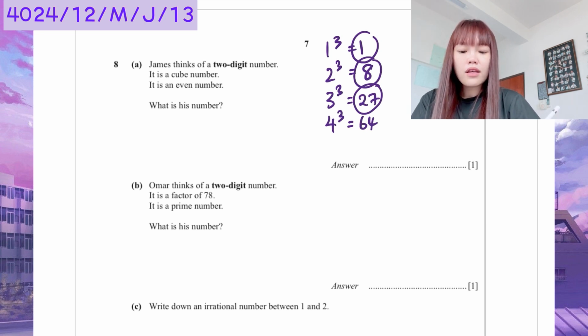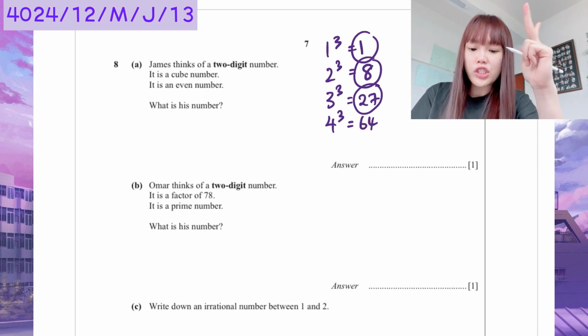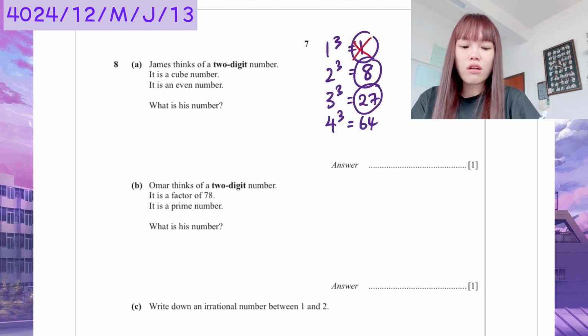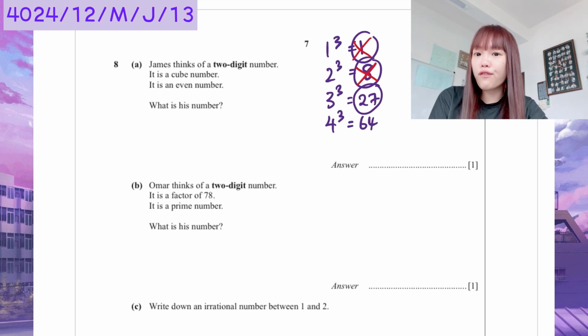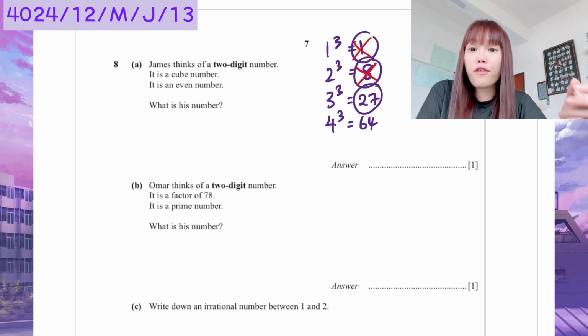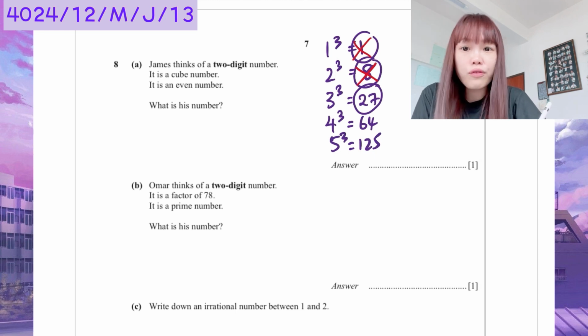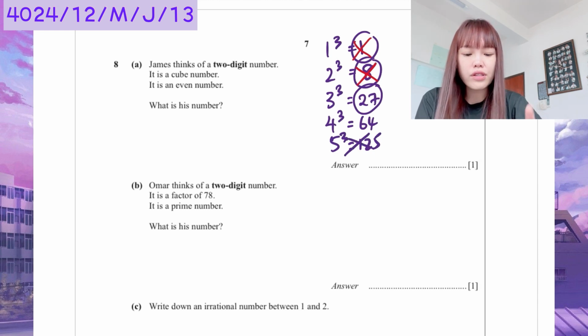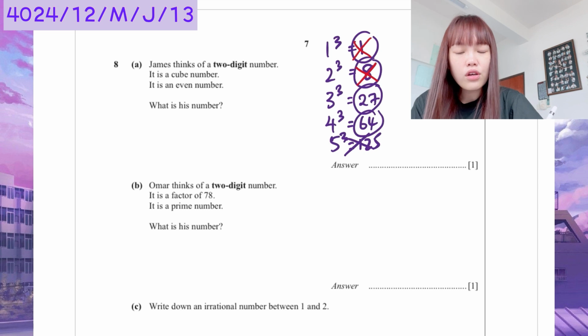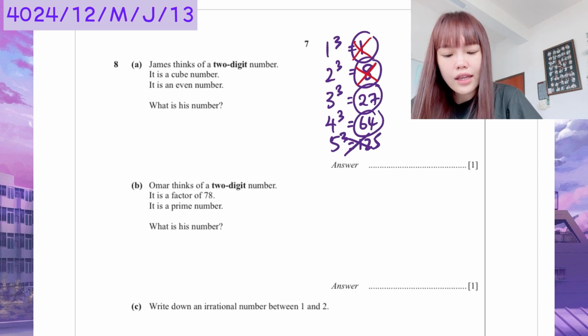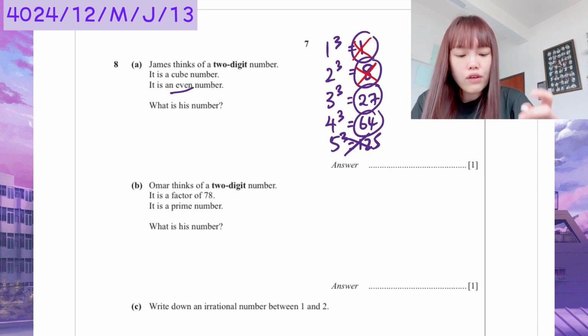And James thinks of these 2-digit number. Okay, 1 definitely is not because it's only 1 digit. 8 is not, so it's either 27, 64, and we have 5 cube. But 5 cube is 125. 125 is not 2 digit. Okay, so it's not. So it's either 27 or 64. And it says that it is an even number. So even number, we just need to look at the number behind.